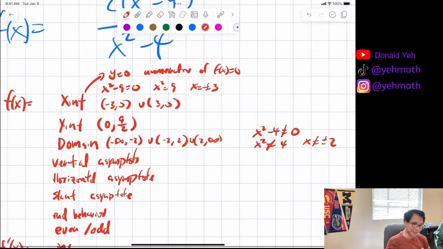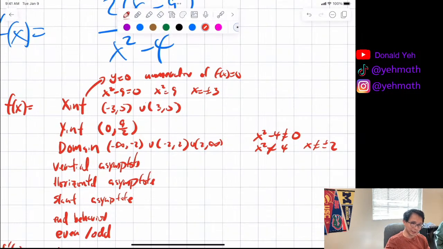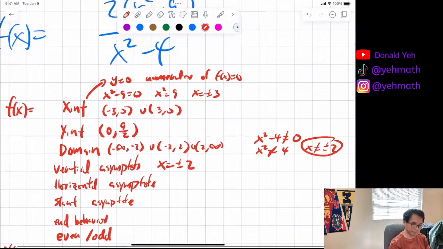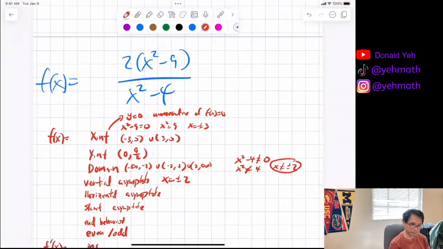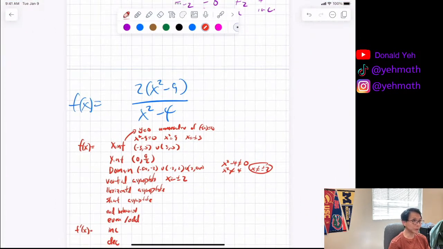Feel pretty good about that. Where's the vertical asymptote? The vertical asymptote is like this. It's the denominator equal to 0. So plus minus 2. That's where the vertical asymptotes are. Where's the horizontal asymptote? That's a tricky one. Who says 2? 2 is good. But there's a calculus way.